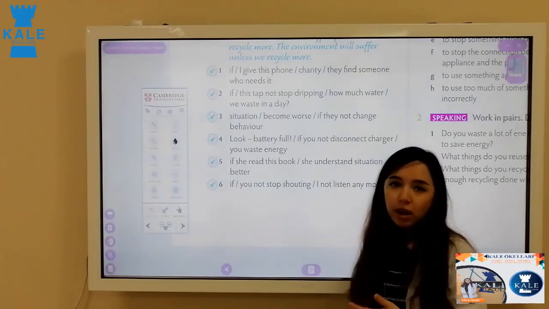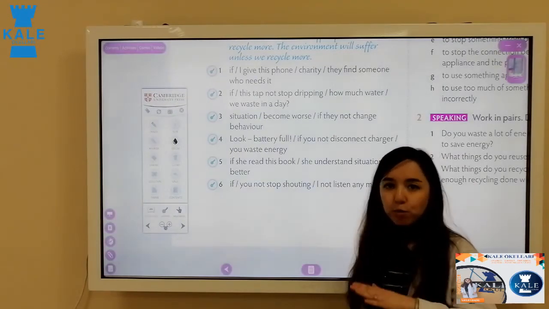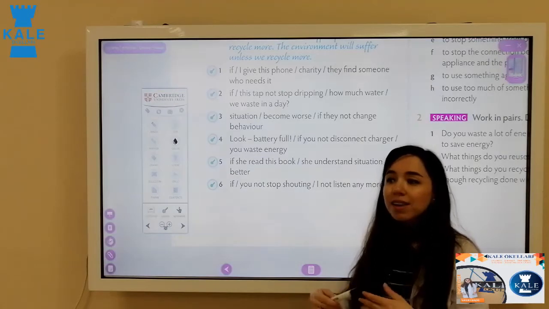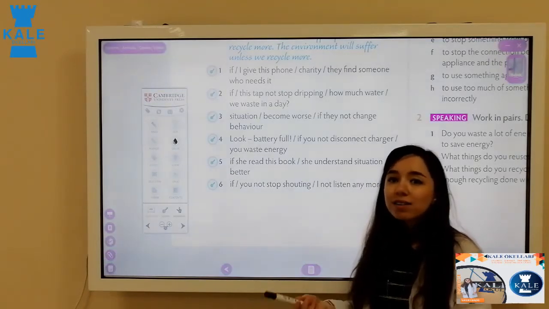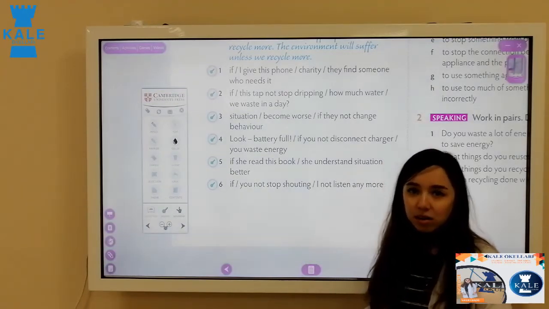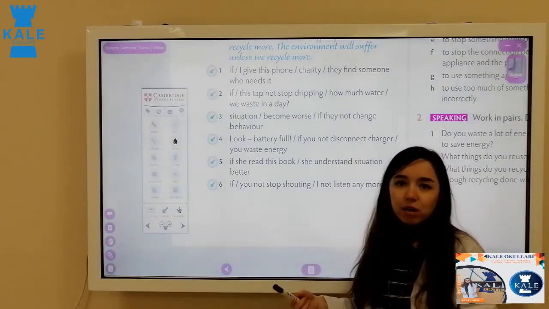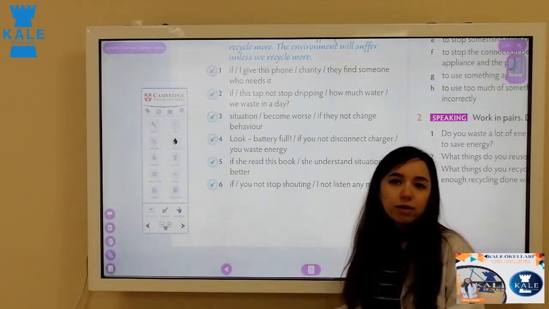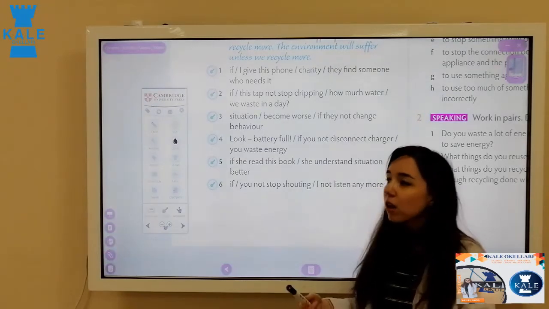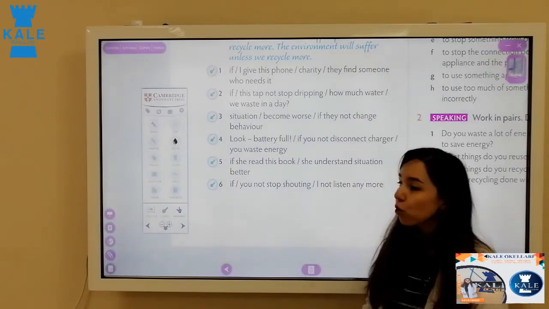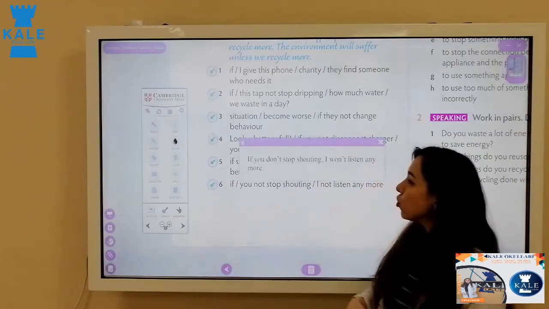And number 6, if you not stop shouting, I not listen anymore. When you are shouting, I can't listen to you. Yes, first you have to be quiet, you have to be calm. Then I will understand what you are saying. Yes, in the class all the time. When all of you are talking, when all of you are shouting together, I won't understand anything. It's something that you saw. It's reasonable for you. So this is the same situation.